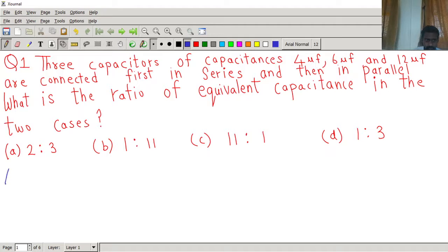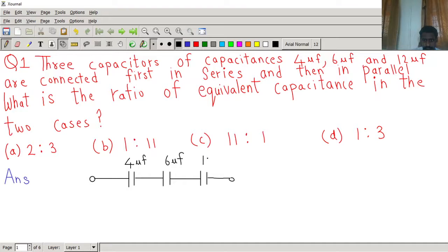So first of all I would draw the diagram. You can see over here it is given that these three capacitors are connected in series. So I will draw all these three capacitors in series. This is capacitor number 1, this is capacitor number 2 and this is capacitor number 3. These are the three capacitors connected in series, and this is 4 microfarad, this is 6 microfarad and that is 12 microfarad.